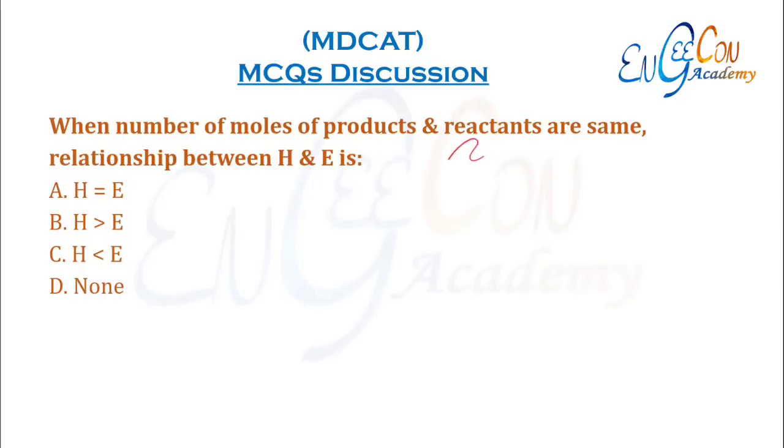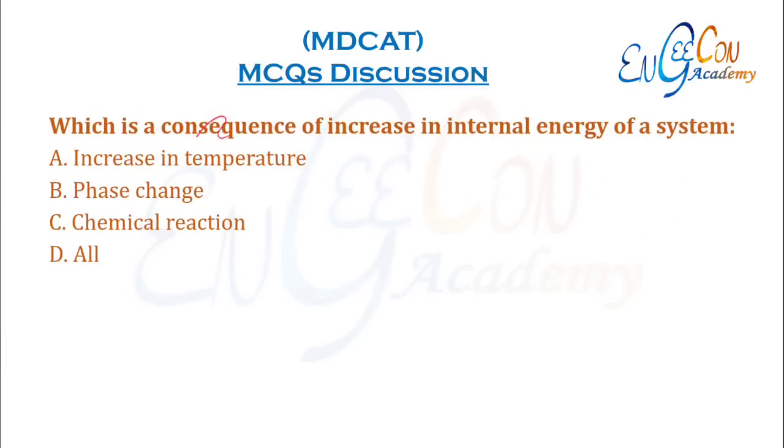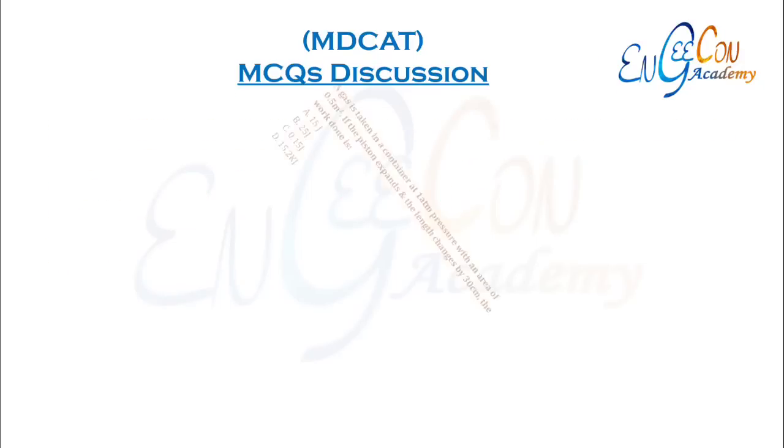When number of moles of products and reactants are same, relationship between H and E is. So now H is equal to E plus nRT, where n is products minus reactants. So if they are same, so n equals 0 and this whole term equals 0. So in that case H is equal to E, so A is the correct option. Which is a consequence of increase in internal energy of system. So whenever internal energy of a system increases, its temperature also increases, phase change also occurs, and reaction also occurs. All these processes can happen as given by textbook, so all of them are correct.